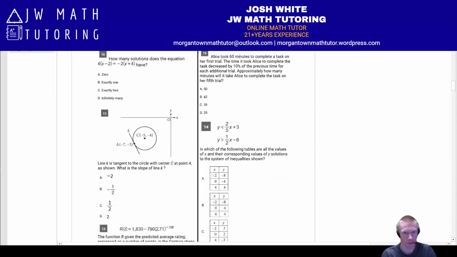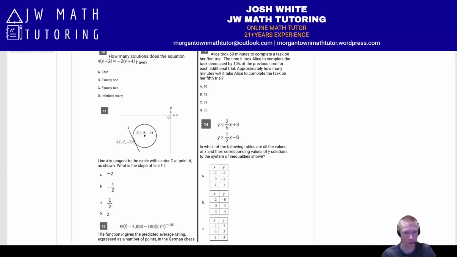Moving on to the next page, number 10. How many solutions does this equation have? So notice if you distribute the left side, you get 4x minus 8. If you multiply out the right side, you get negative 2x minus 8. So notice the x terms do not cancel, do not drop out, okay? That's what happens when you have either a zero solution, which is no solution, or infinitely many solutions, like the all real numbers case, okay?